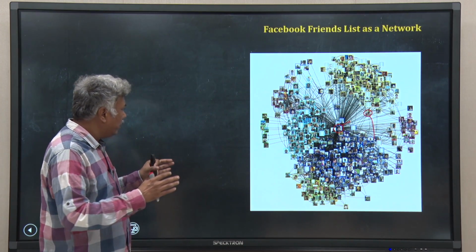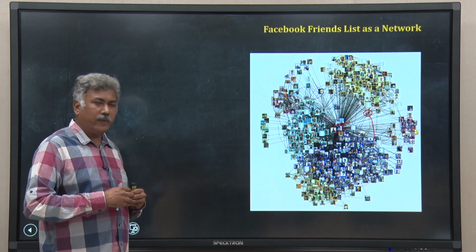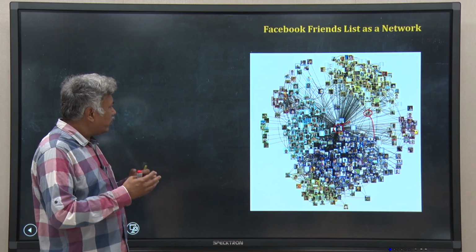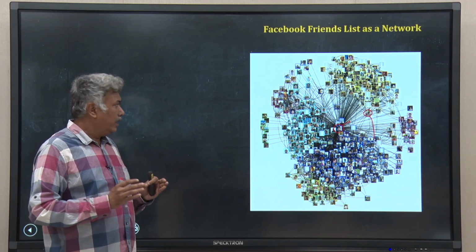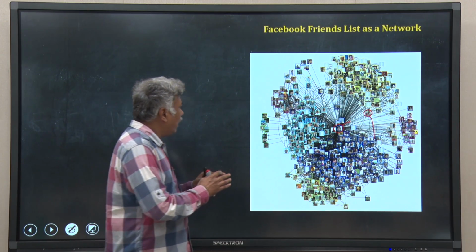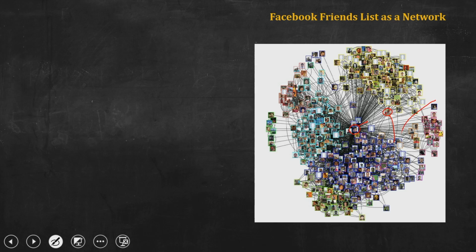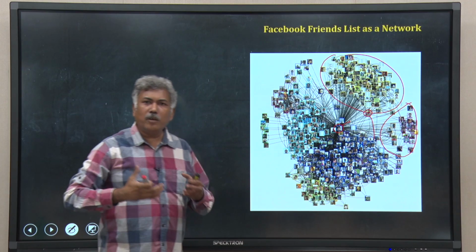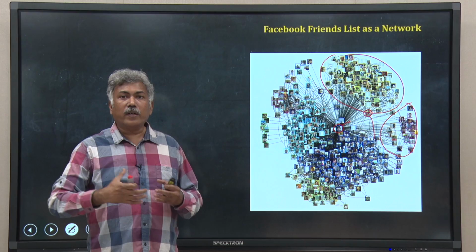Now, once you have represented this data, I have used a tool after downloading the data from my Facebook account, and that software actually organizes this diagram in a very nice way. You can see clearly there are some things called clusters, right? For example, this is one cluster. You can see people who are connected with each other. Similarly, there may be another cluster.